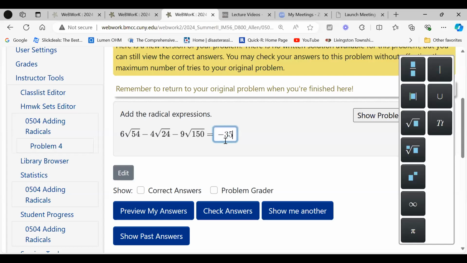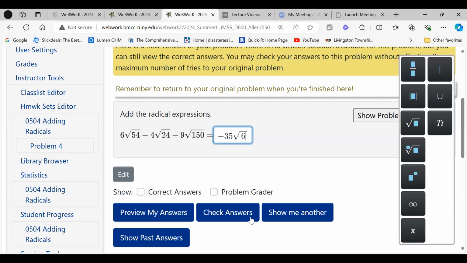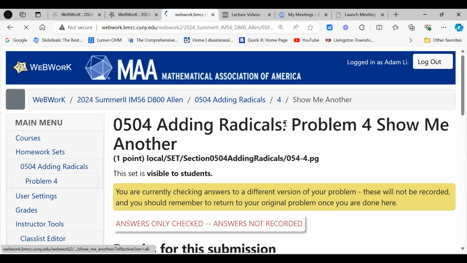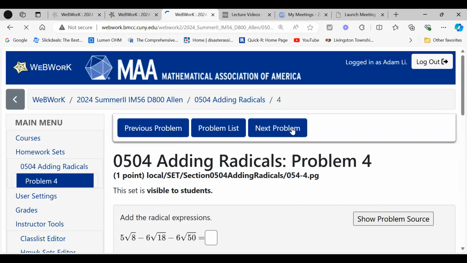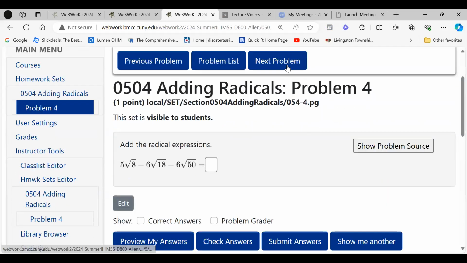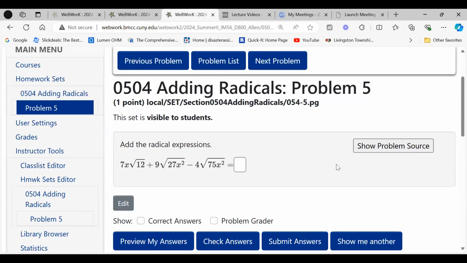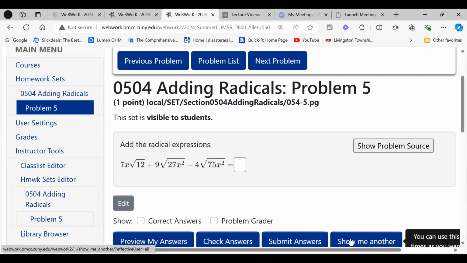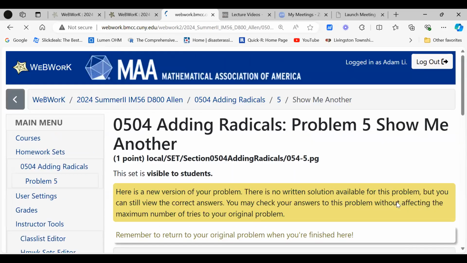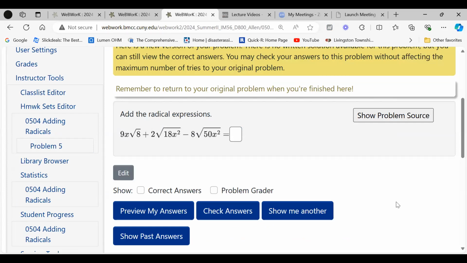Any questions? All right, so we're going to move on to the next one. Next problem. Okay, so this one gets a little bit more complicated. Now you get both numbers and variables. So let's create a new version. Yep, this one is good. Let's try this one.